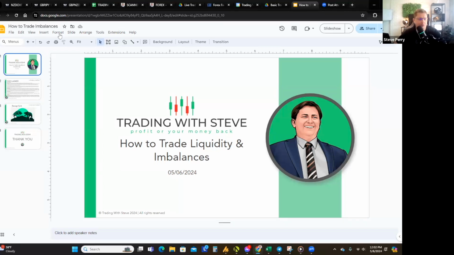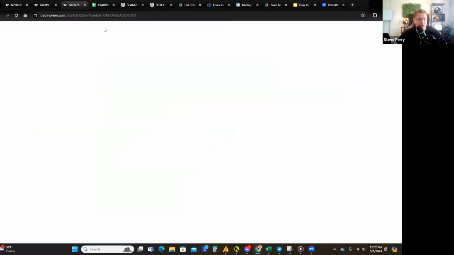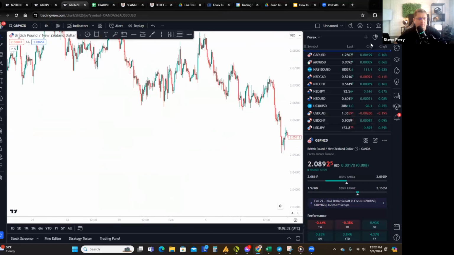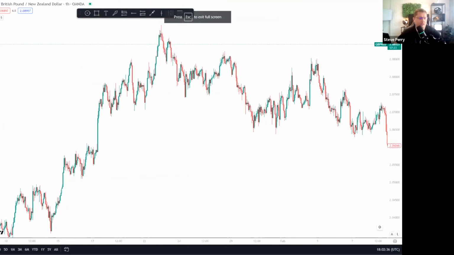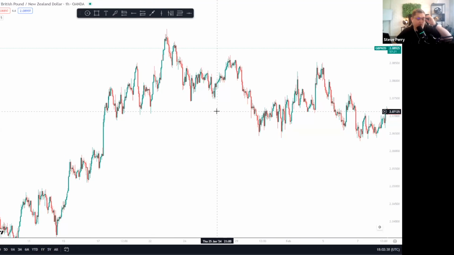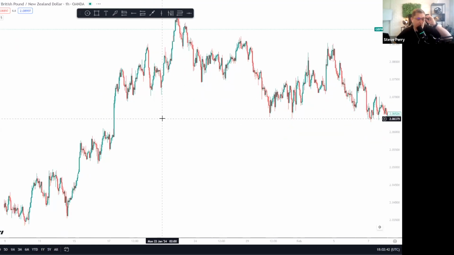The first thing I want to start off with, let me actually pull up a chart. I'm just going to pull up a random chart here to illustrate a few things. This is just an hourly chart on the pound Kiwi, pound New Zealand dollar. We have to identify that the market does three different things at any given time. The market's either going up, going down, or sideways. Those are the three different ways the market goes.